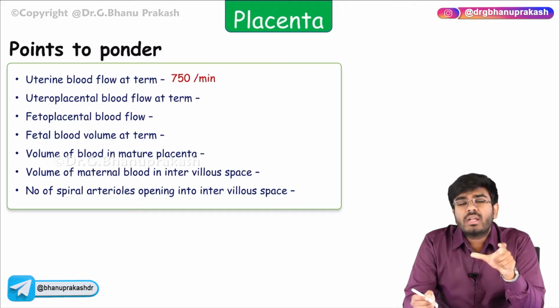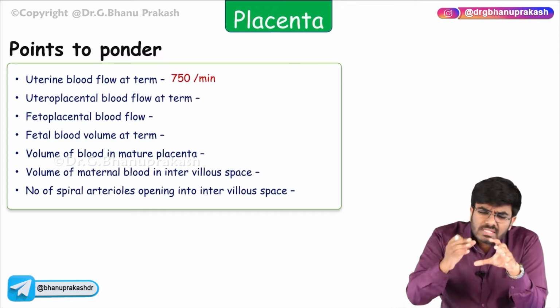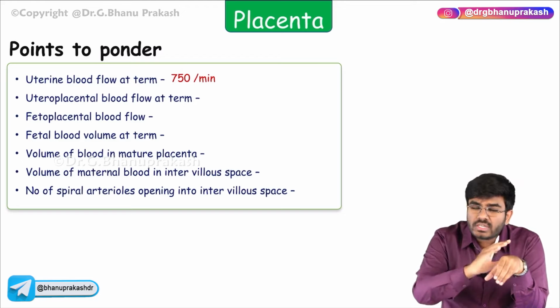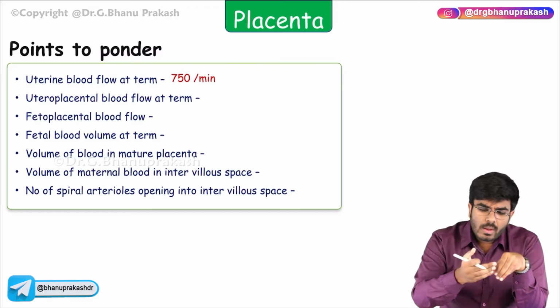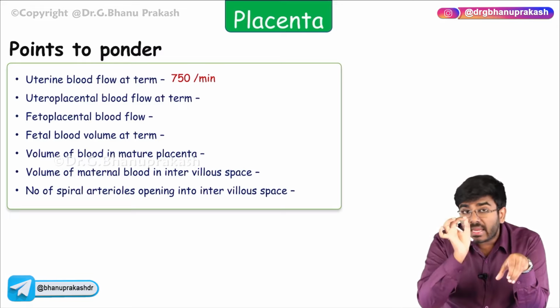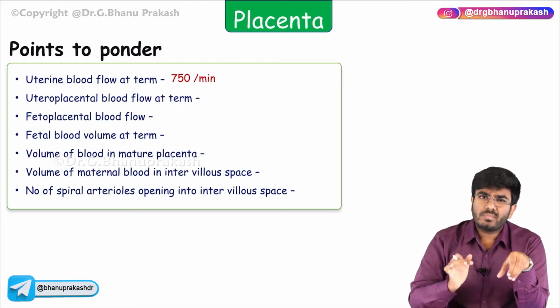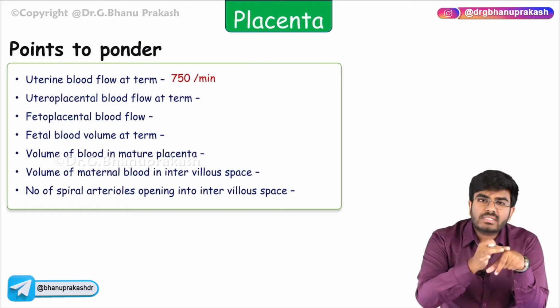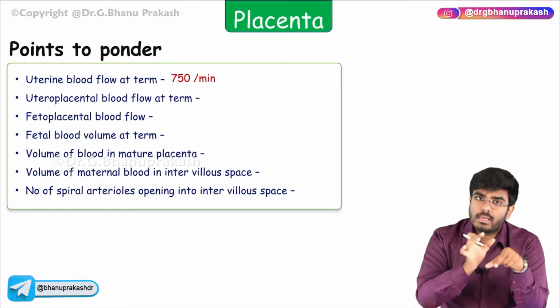Now, out of whatever is coming to the uterus, how much is actually coming to the placenta? See, the uterus is receiving 750, but out of the uterine blood flow, how much is coming to the placenta? Almost 80% will come to the placenta. See, the placenta is very important. 80% of the uterine blood flow will be coming to the placenta.